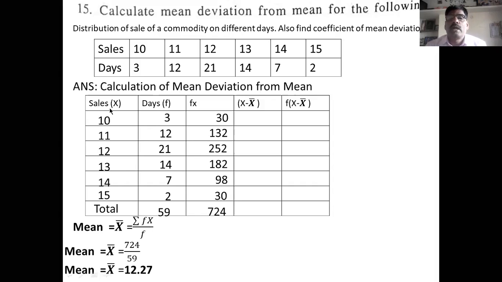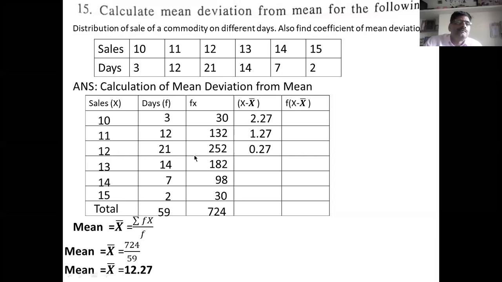This is the second way of calculating the mean. In the previous column, there is only value, I have taken the total. In this column, frequency is here. So multiply the frequency and x value, take the total. Clear? Mean is calculated. Then you calculate the difference between mean and x. X is 10, mean is 12.27. 10 minus 12.27 is equal to 2.27. 11 minus 12.27, 1.27. 12 minus 12.27, you calculate difference, 0.27.